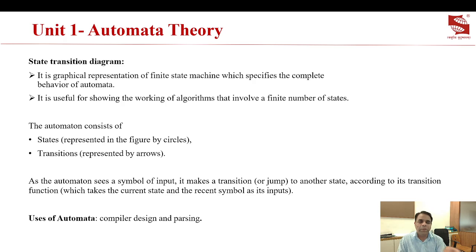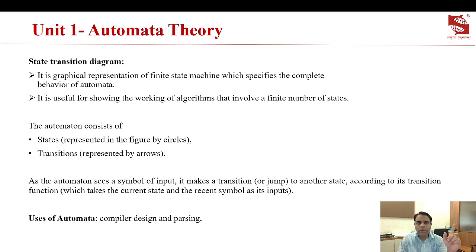When a particular machine is at a particular state, it will take some input, and by taking some input, it will reach another state. Using this, it shows the transitions. So in the state transition diagram, the state is represented using the circle, and the transition is represented using the arrow. Using the state transition diagram, you can show the automata. In compiler designing and parsing, we use the concept of automata.